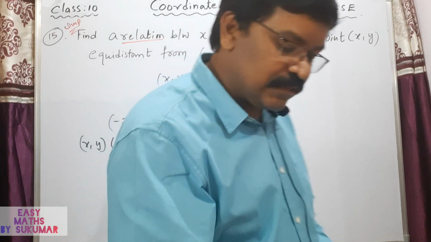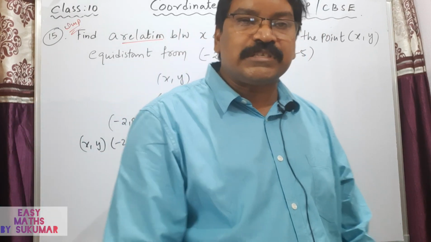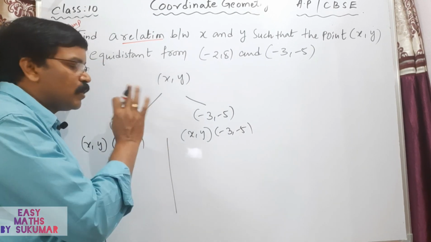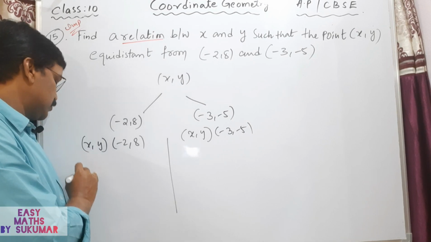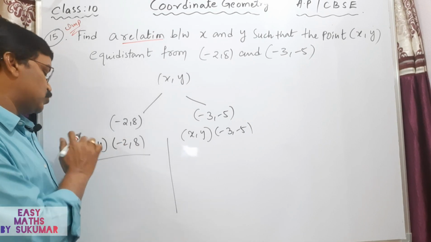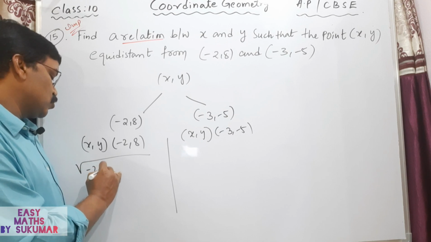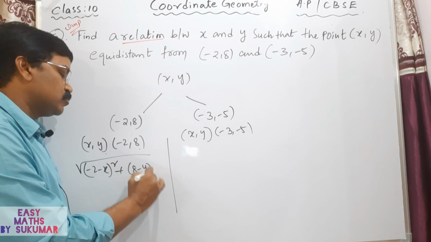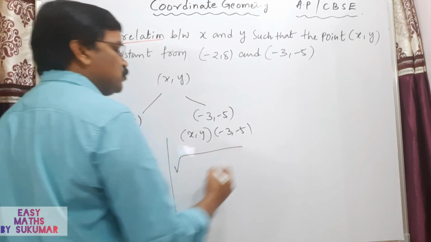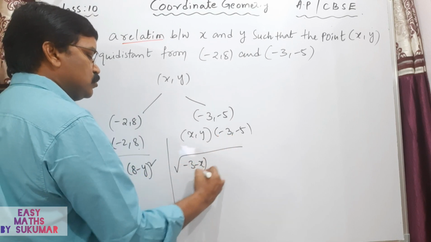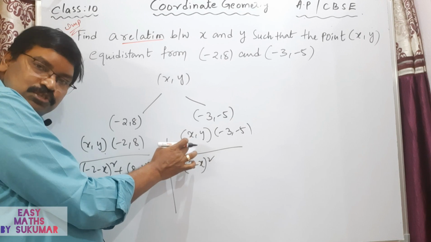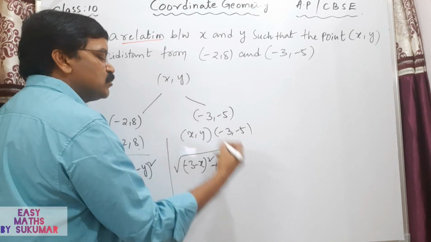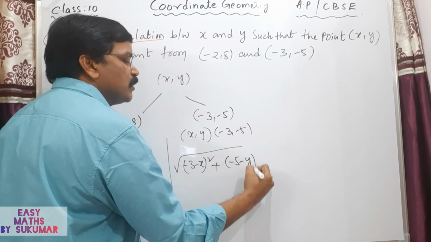Here, my dear students, total 15 questions are here. In all 15 questions we have been using only the distance formula. So this is root of (x2 minus x1), that means (-2 minus x) whole square, plus (y2 minus y1), that means (8 minus y) whole square. Even here also, this is square root of (-3 minus x) whole square, that means x2 minus x1, where x2 is -3 and x1 is x, plus (y2 minus y1), that means (-5 minus y) whole square.